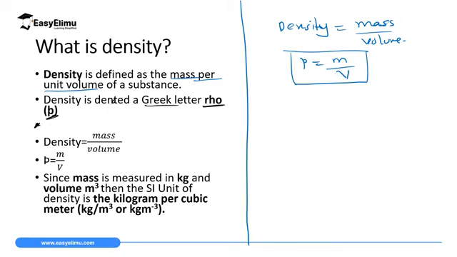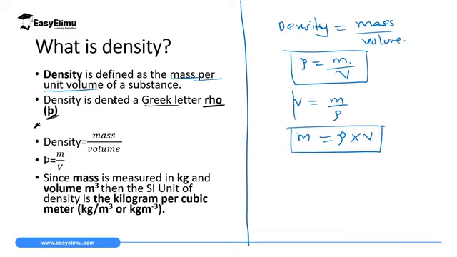So if you have mass and you have volume, you can get density. If you have density and you have mass, you can get volume. Like if you need volume, it will be mass over density. And then if you need mass, it will be density times volume. So it's very important to note how you can manipulate this formula.